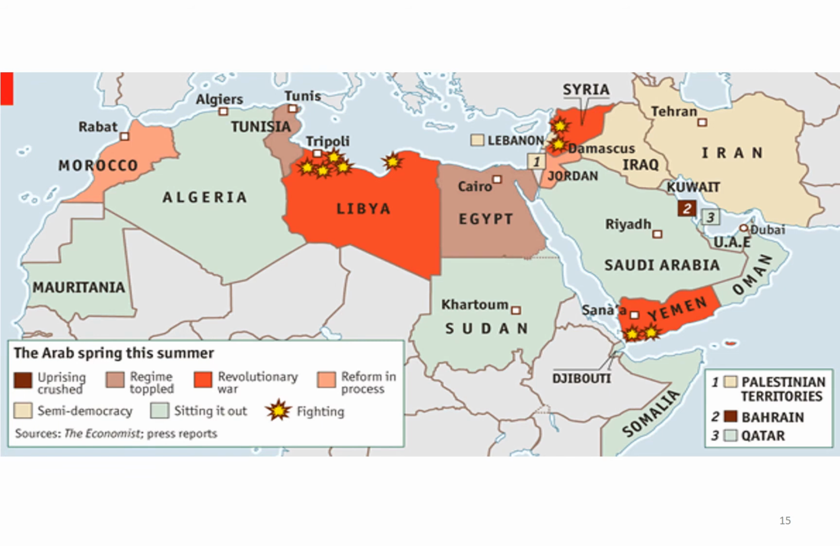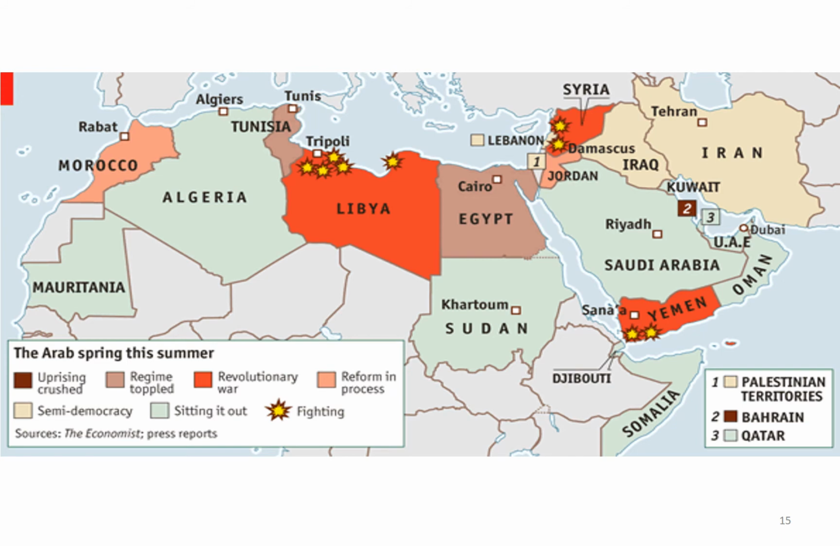So we had, most prominently, two regimes toppled in Tunisia and in Egypt. Several countries where the uprisings were crushed, and of course lots of fighting. So you can maybe make the case that only Tunisia is really a country that was successful in its transition towards democracy.